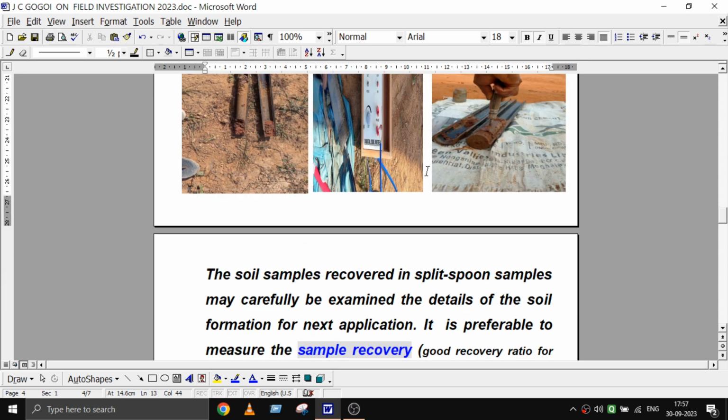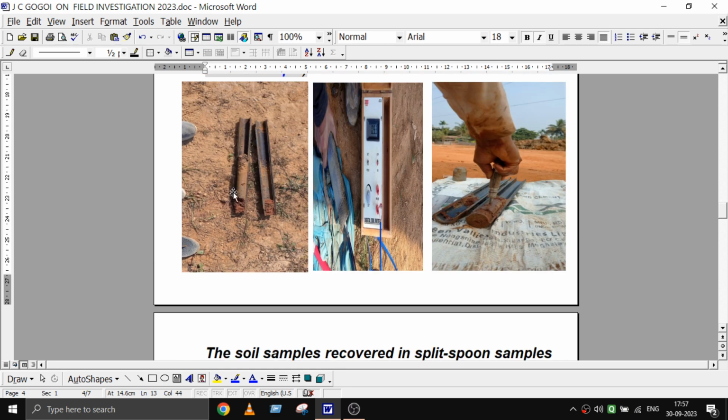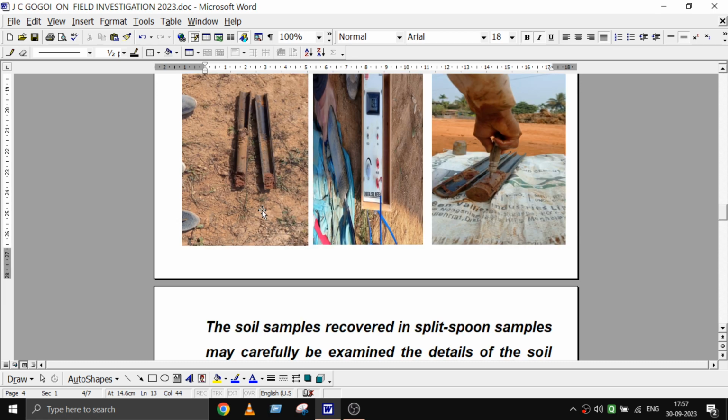we first have to measure the recovery length. We have penetrated 45 centimeters. How much is recovered?